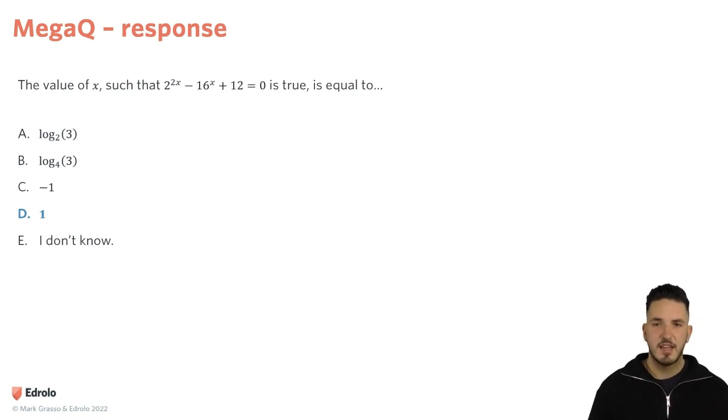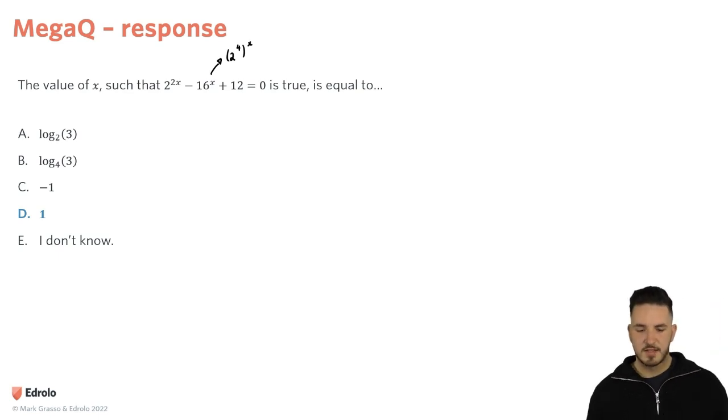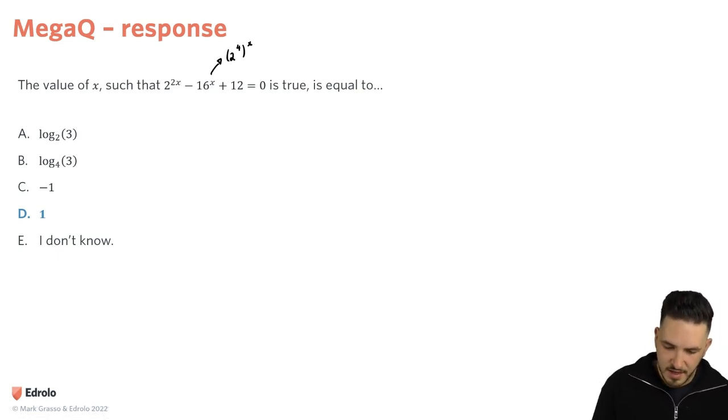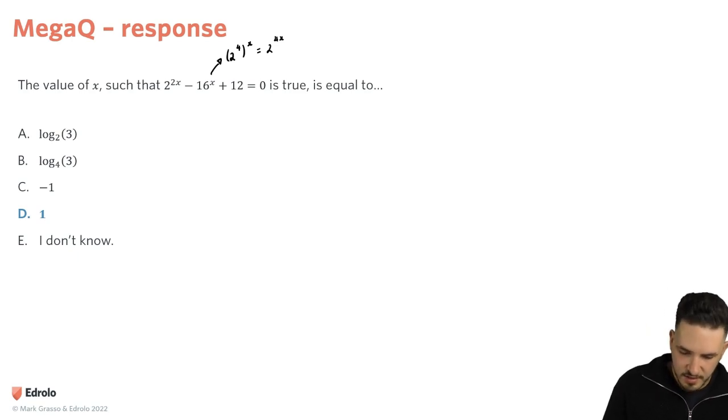So 16 can be rewritten using a base of 4, but we can also rewrite 16 using a base of 2. So 16 can be rewritten as 2 to the power of 4, to the power of x. So that would become 2 to the power of 4x. If we rewrite this whole equation, we would have 2 to the power of 2x minus 2 to the power of 4x plus 12 equals 0.